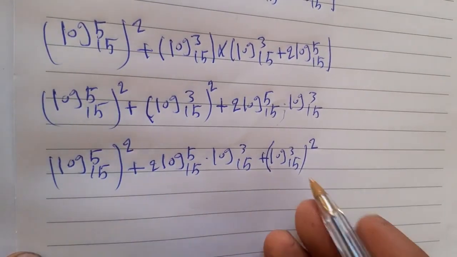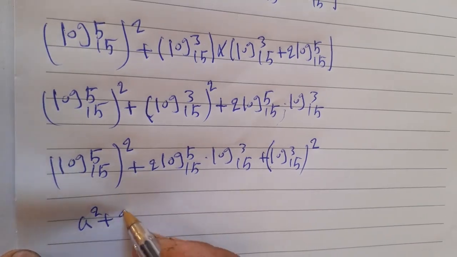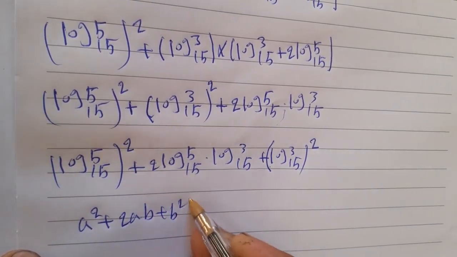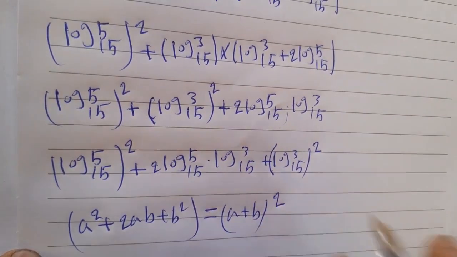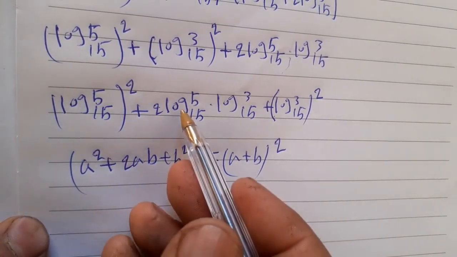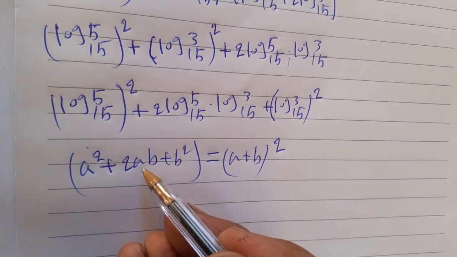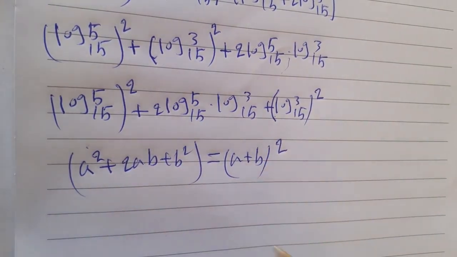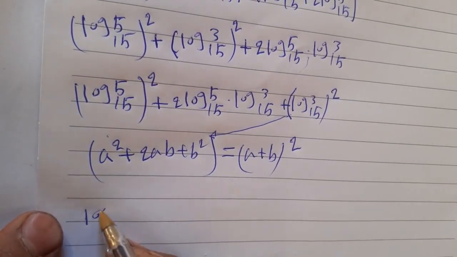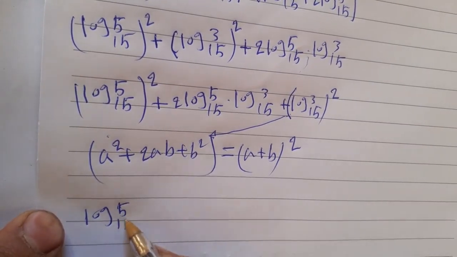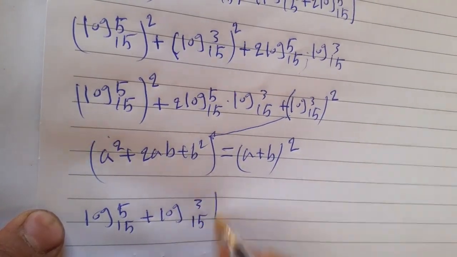This is similar to this formula: a squared plus 2ab plus b squared equals a plus b squared. Here it is similar to a squared, similar to 2ab, and similar to b squared. So we get log 5 base 15 plus log 3 base 15, squared.